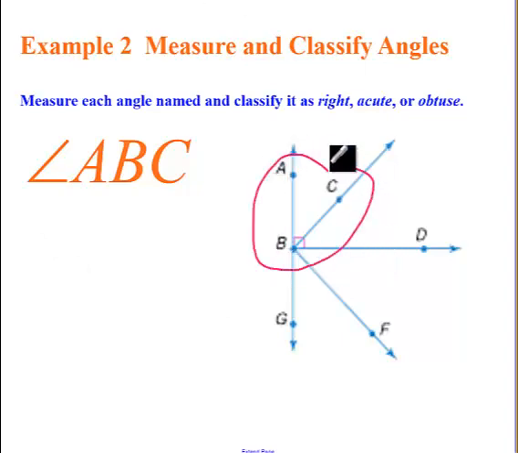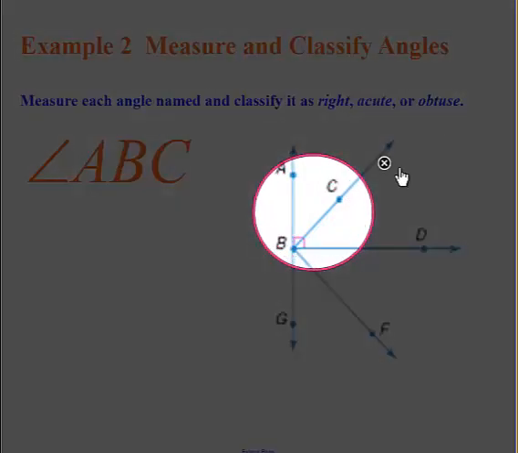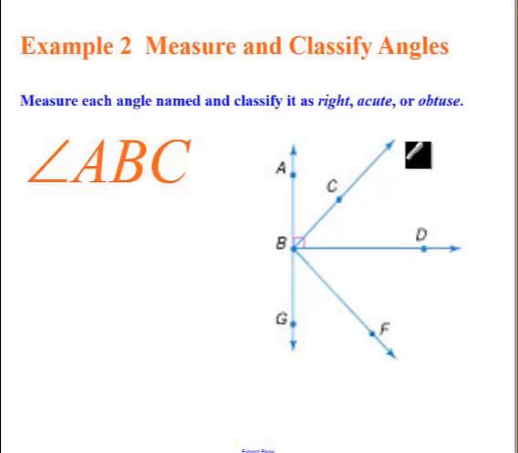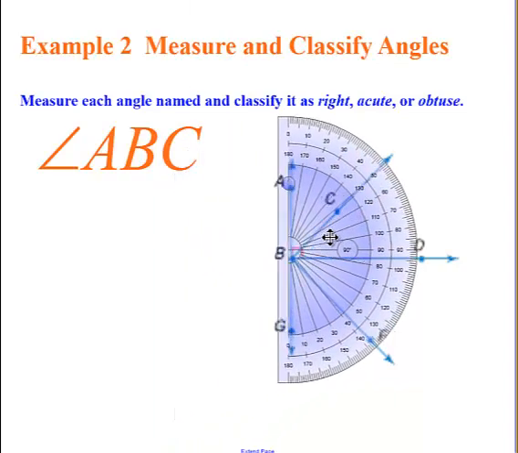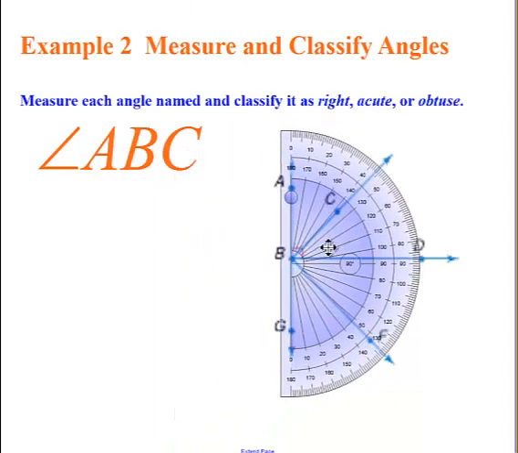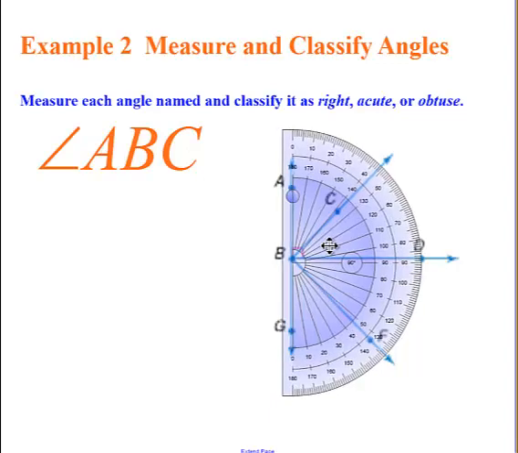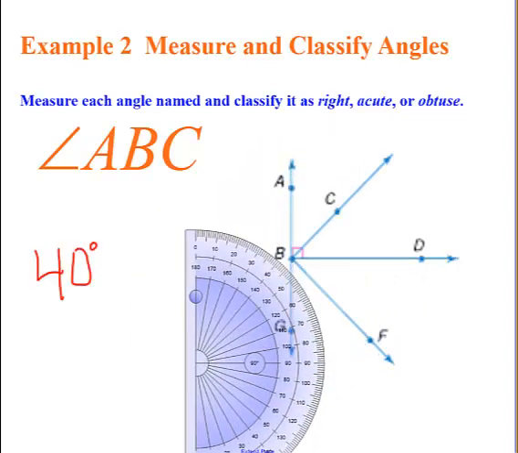So here's angle ABC. So what I want to do is measure it with my protractor and then classify it as either right, acute, or obtuse. So I'm going to take my protractor and line it up, and I can see that it is about 40 degrees. And if it's 40 degrees, we're going to name that as an acute angle because it's less than 90.